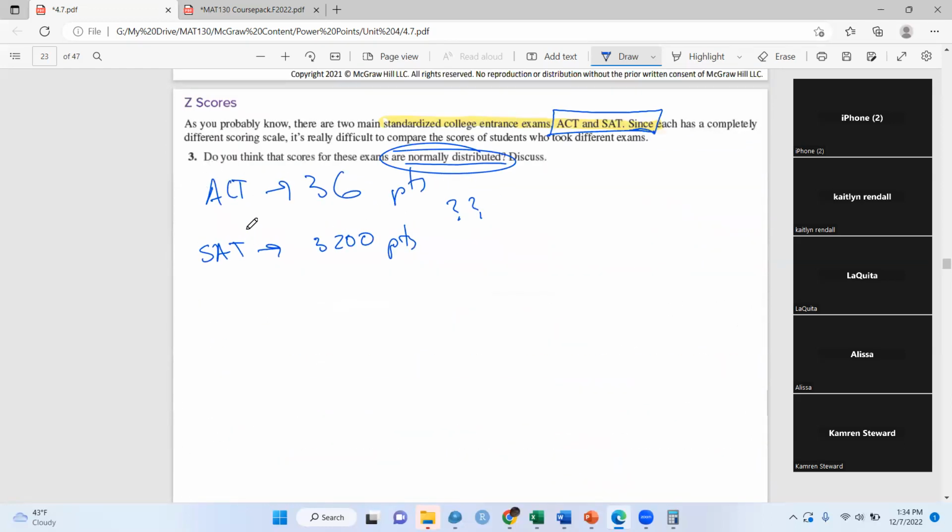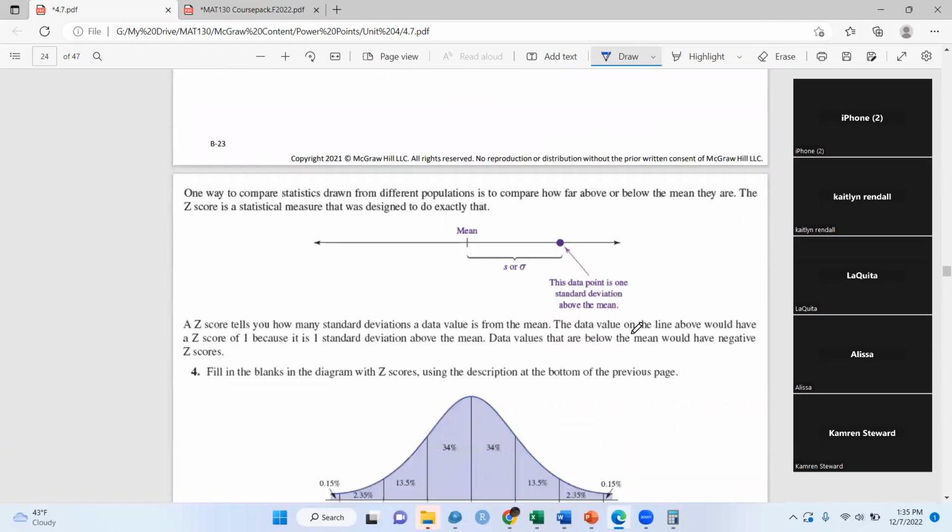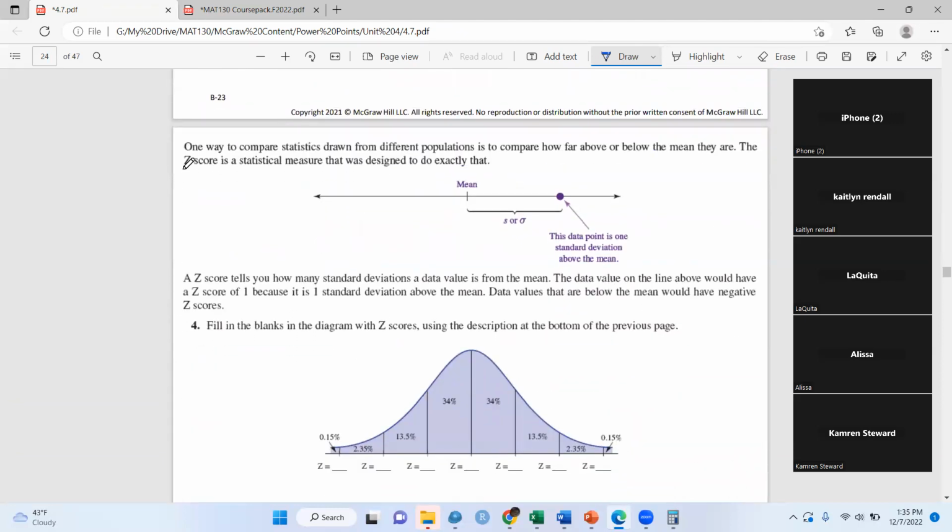So what we want to do is compare these two exams and see, if a student took an ACT and got their score and an SAT and got their score, who did better? But they have different score methods. So what we do is standardize them by creating what's called a Z-score. It is a way of comparing two different populations that have different means and standard deviations. And a Z-score is a measure of how far above or below a mean a data value is.